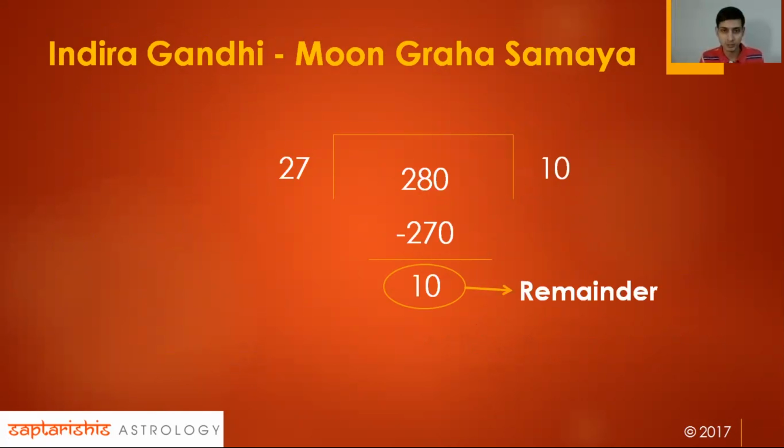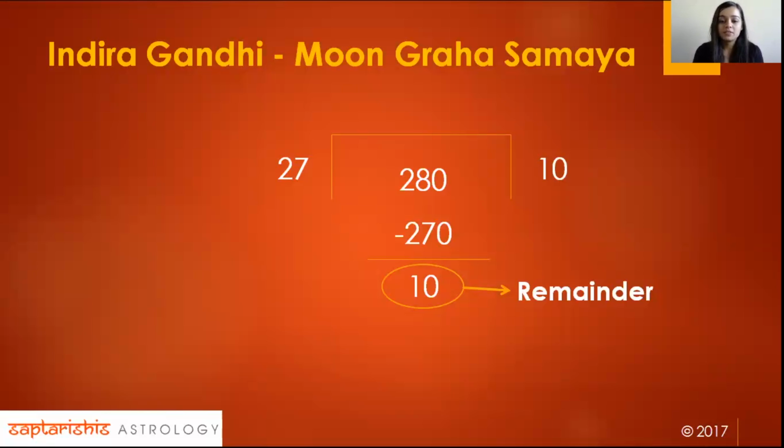So this is 27 into 10, which gives us 270. And when we subtract 270 from 280, that gives us 10 as the remainder. Correct. So 10 becomes our remainder. We can see over here the remainder is coming 10.